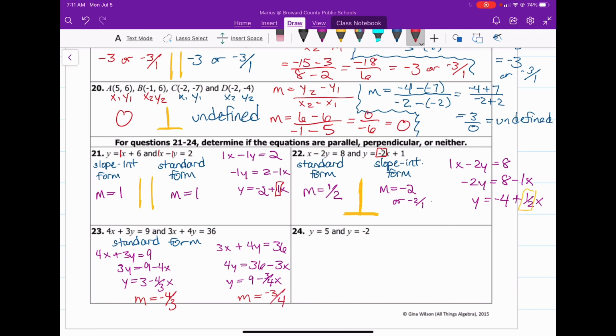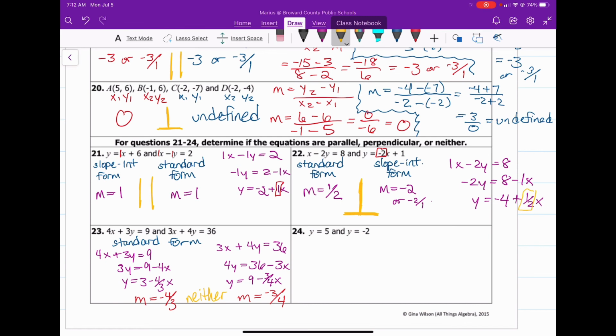All right. Now, we have to establish the relationship between these two slopes. They are reciprocals. 4/3 and 3/4 are reciprocals, but they're not opposites because both of them are negative. So this would be neither. They're not parallel, they're not perpendicular. Let's take a look at the last one.